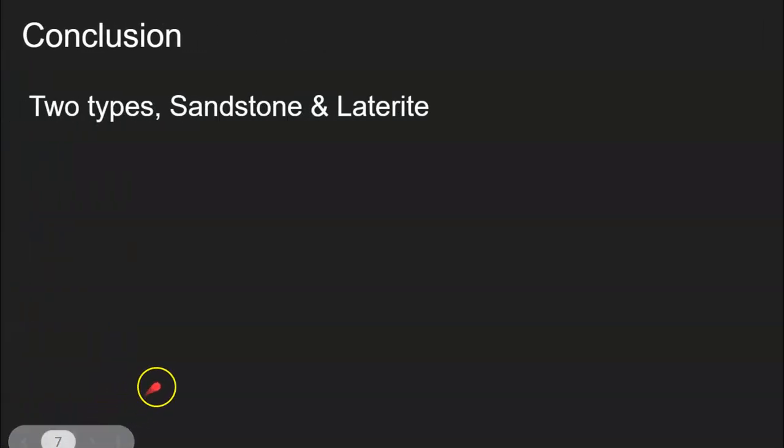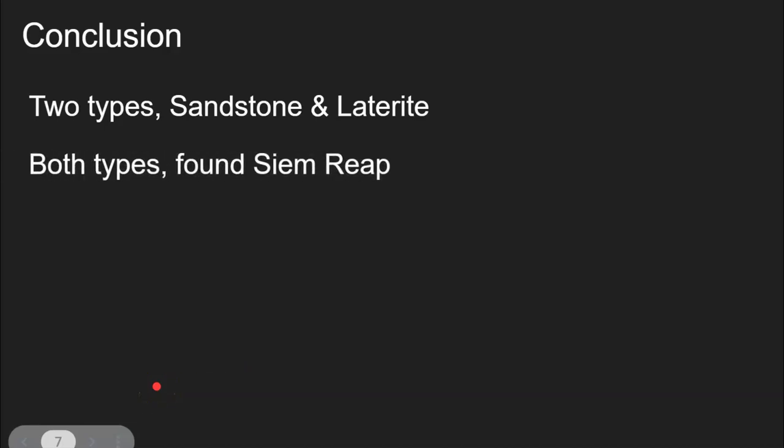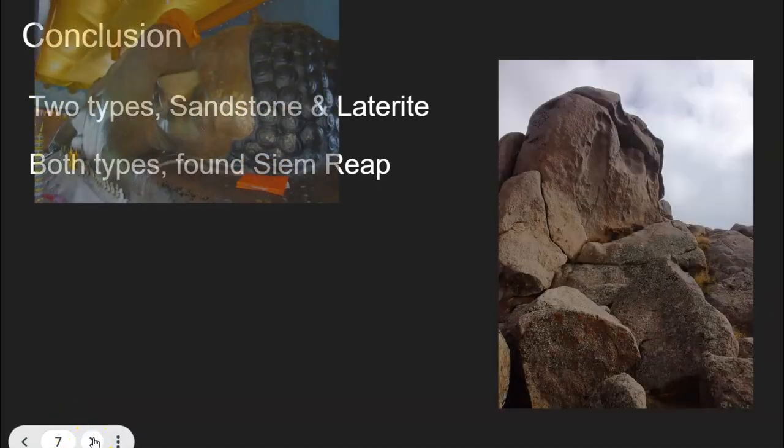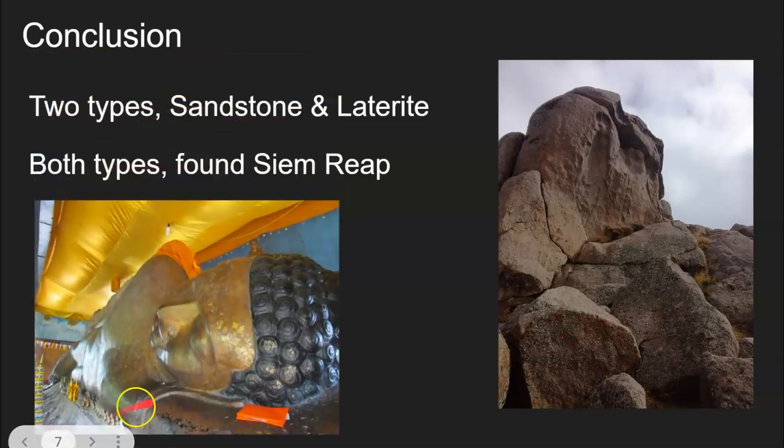Now this slide brings me to the end of my talk, but before I end my talk, let me summarize the two important points that I just mentioned. I was talking about two types of stone, which are sandstone and laterite. Both types of stones are found here in Siem Reap province. As you can see, this is the image of the reclining Buddha at Kulen Mountain, where the stone is taken from.